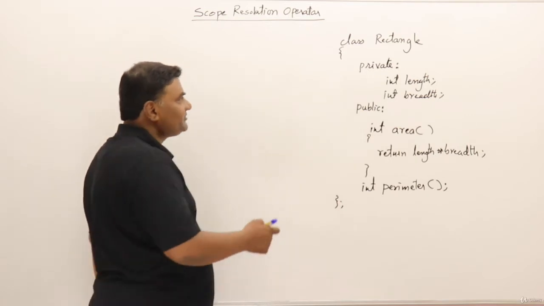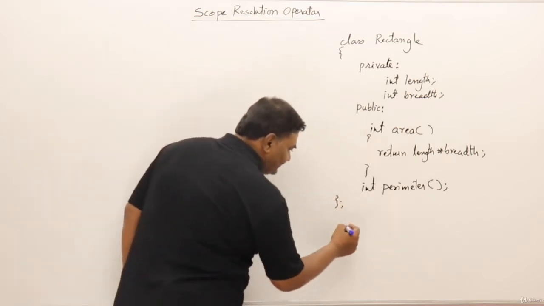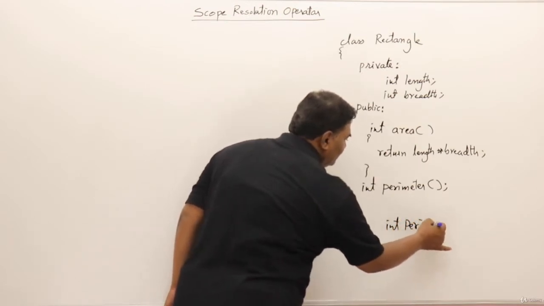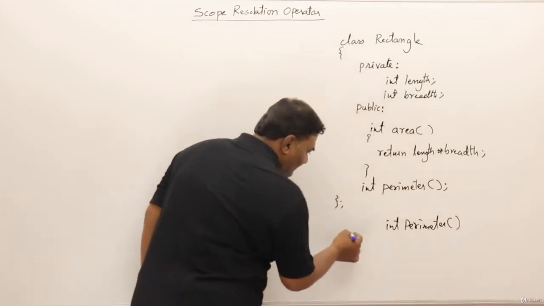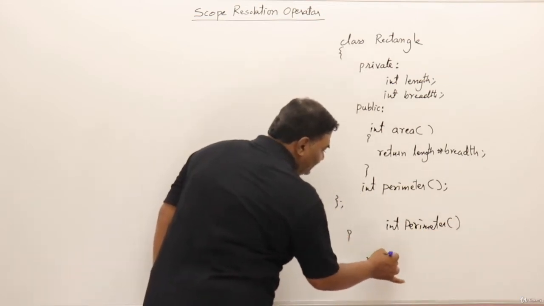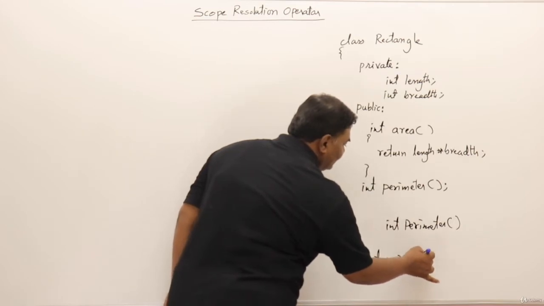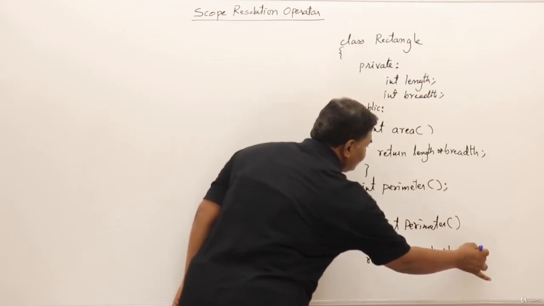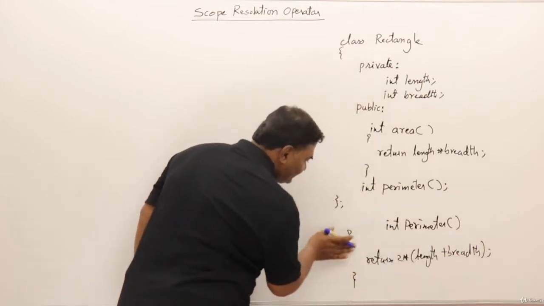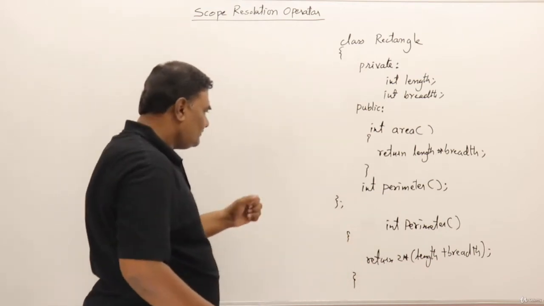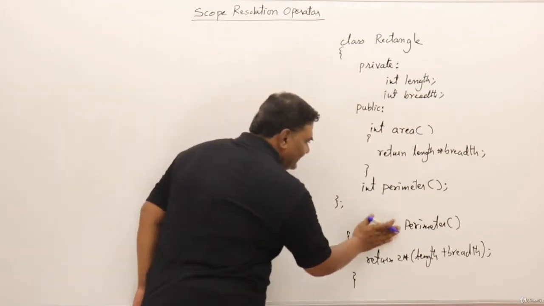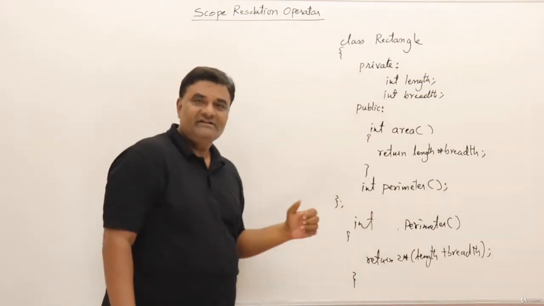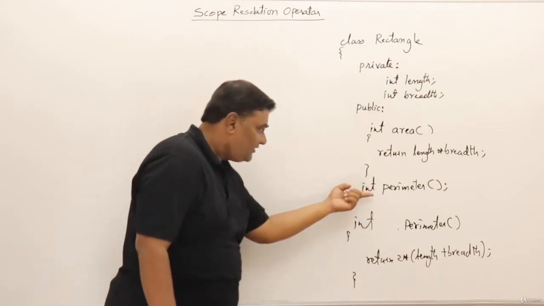Then where is the body of the function? Outside the class, write int perimeter. What will this function do? Return 2 into length plus breadth. This is the logic inside the function. That's all. Now this perimeter function, with int as the return type, looks like a different function which is outside the class. Actually, I wanted to write the body of this function.